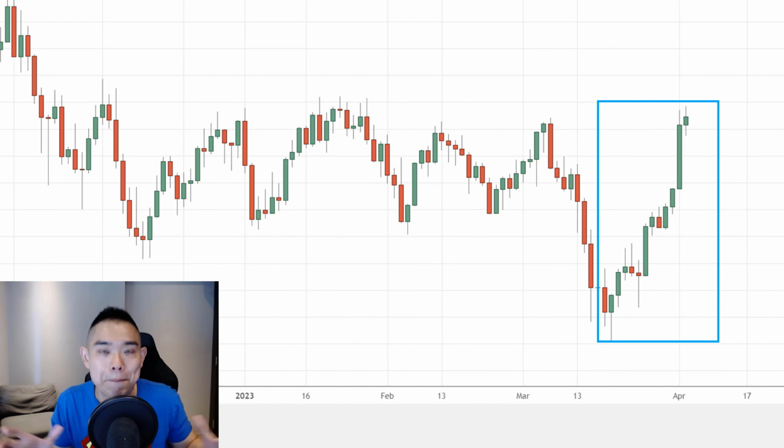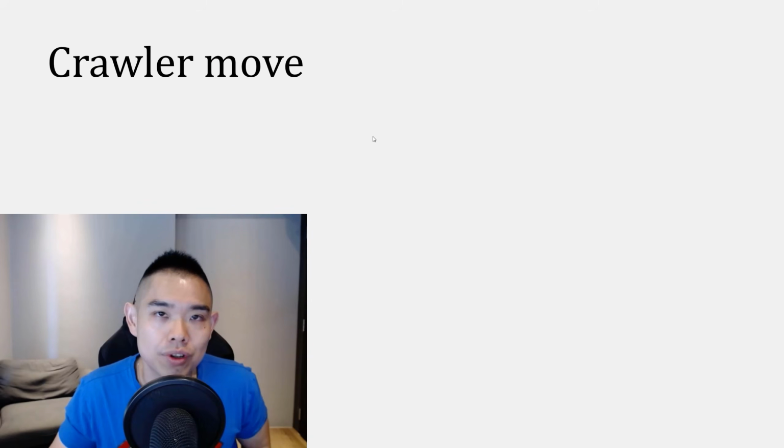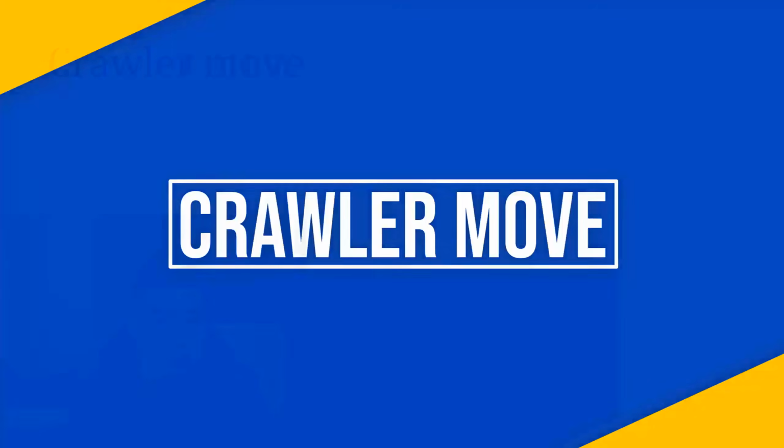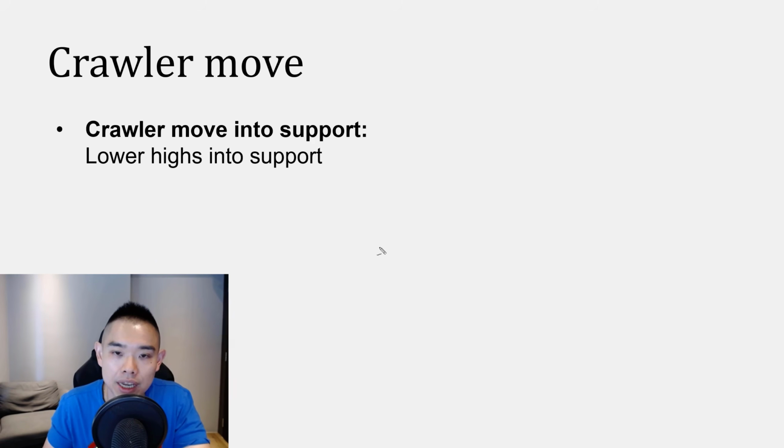bull and bear markets. Okay, moving on, I want to share with you the second type of move, the crawler move, right? So what is this? When you see a crawler move into support, you get a series of lower highs into support. It looks something like this. So let's say this is an area of support.